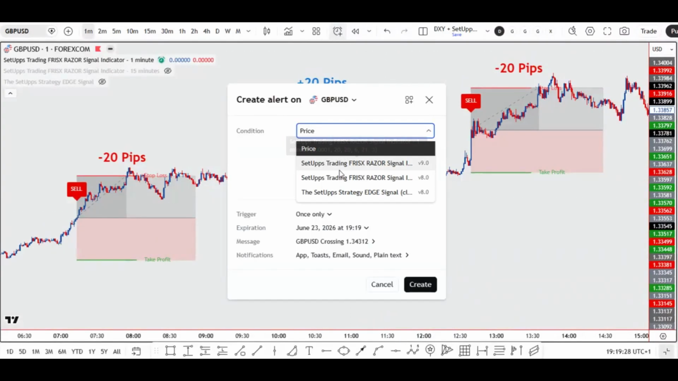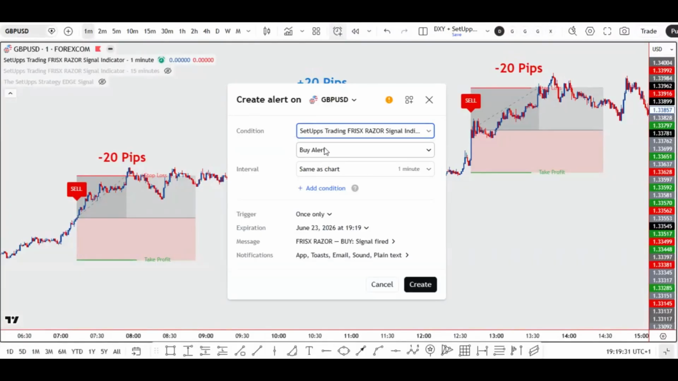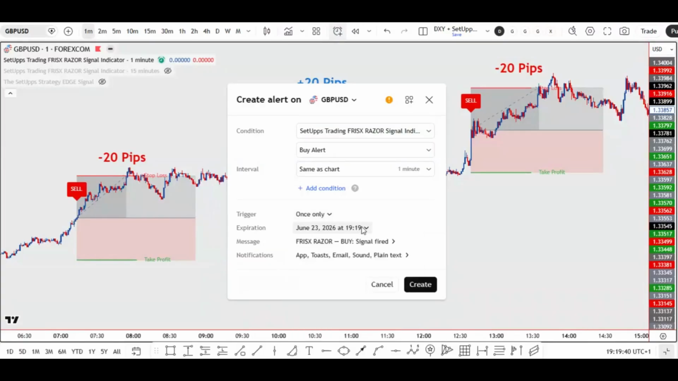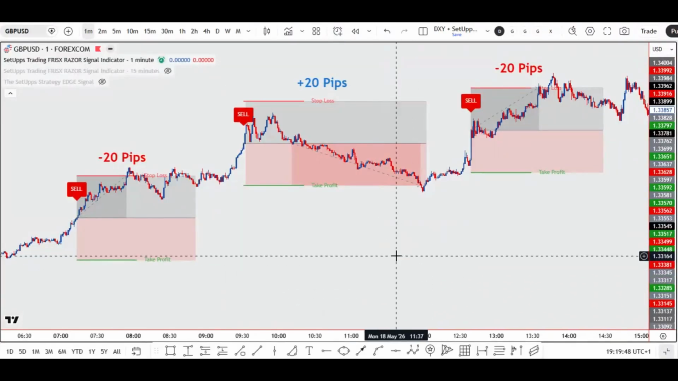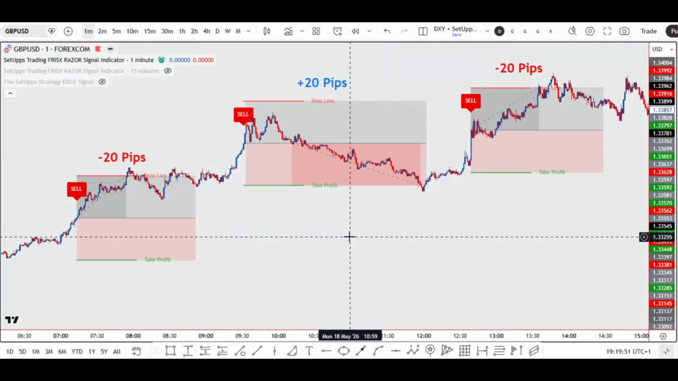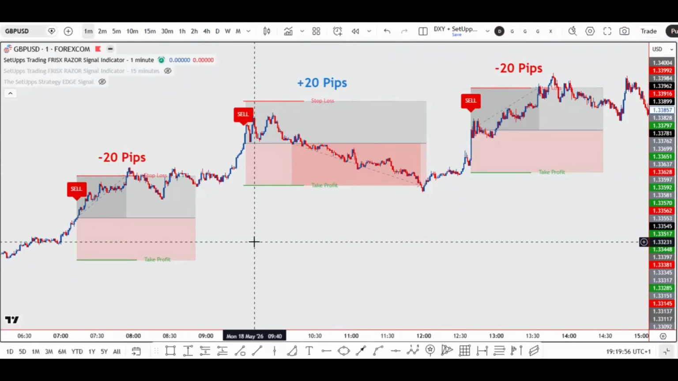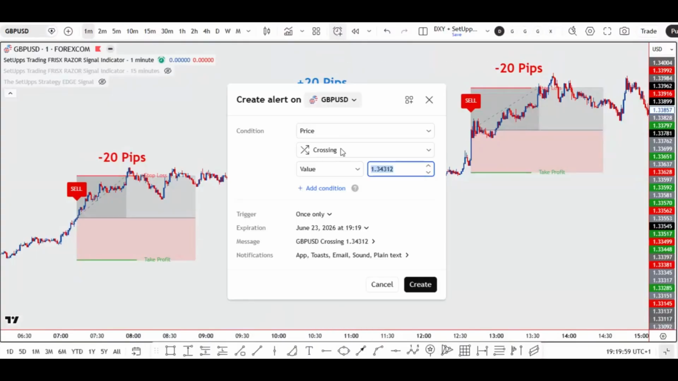You choose the right one, which is the 1 minute one, and then again buy alert once, and then you can set the date to whenever you want it to expire, say the end of the month, or do it for say 1 month, for argument's sake, and then the message could be buy signal alert fired. That's the message you get, and then create it. It depends on how you set it: when the signal triggers, you will get an alert come through either on your phone, or an email, or a sound through the computer. You can see the notification section here.